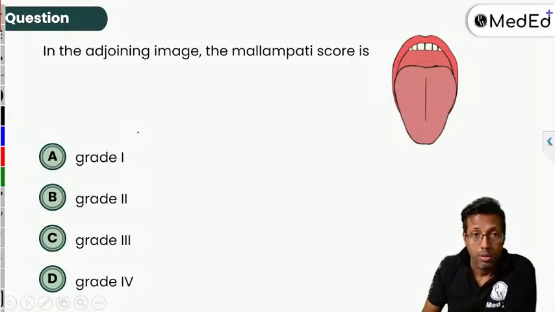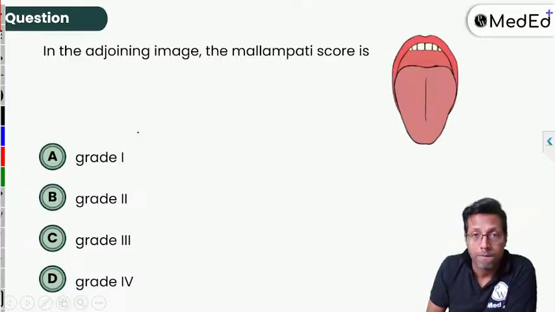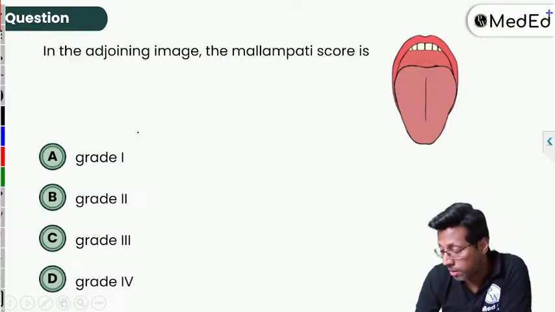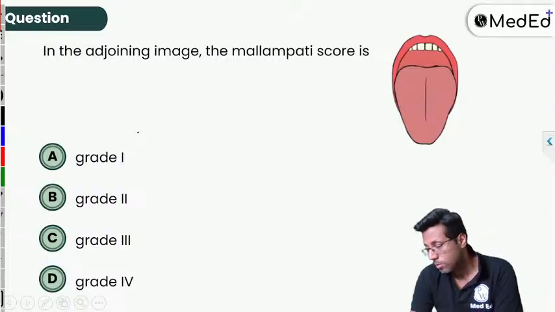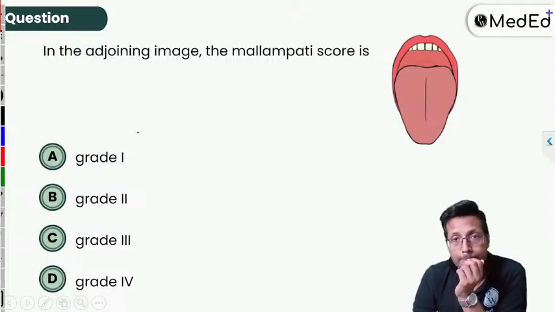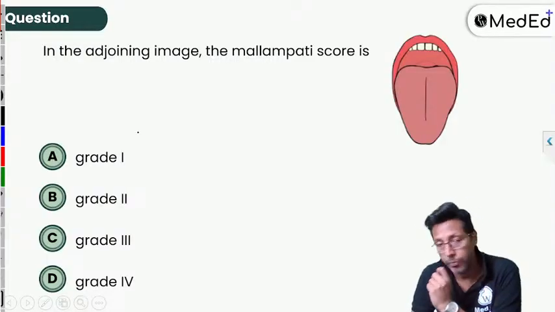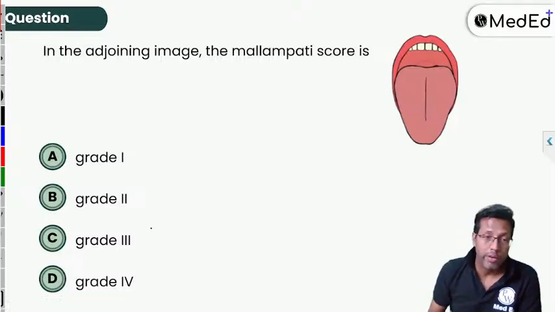Okay. In the adjoining image, the Mallampati score. Every second year one question comes on Mallampati. You know, airway. Yes, guys. Very nice. Most of you have given a correct answer.